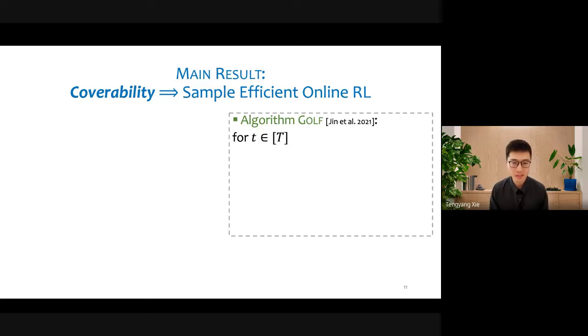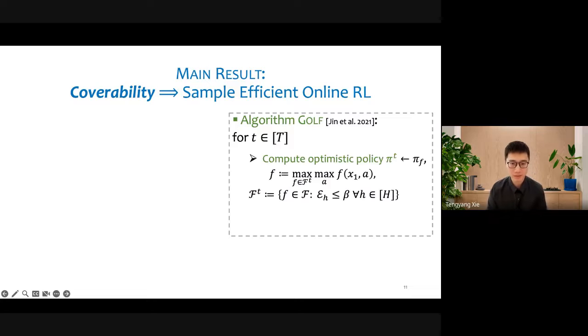And the answer is yes, by using a classical algorithm, GOLF, introduced by Jin et al. 2 years ago. The algorithm GOLF has a pretty clear idea in it. That is, for every time step h, our learning agent mainly does two things. It first computes an optimistic policy pi t. And in GOLF, the way is called initial state optimism.